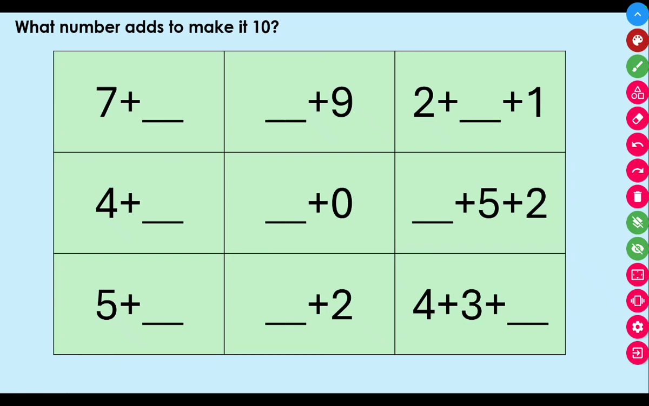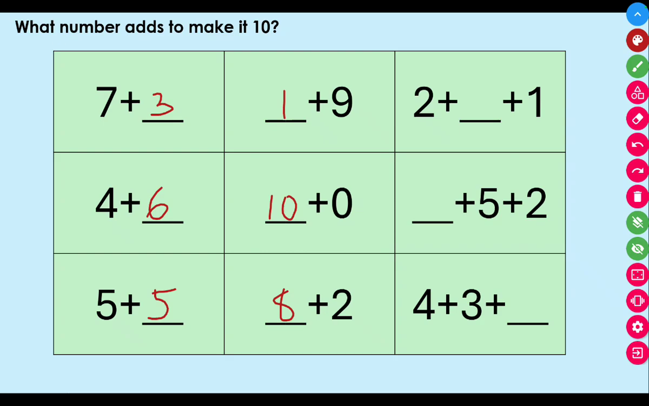Okay, let's start. 7 plus 3 is equals to 10. 6 plus 4 is equals to 10. 5 plus 5 is equals to 10. 1 plus 9 is equals to 10. 10 plus 0 is equals to 10. 8 plus 2 is equals to 10.